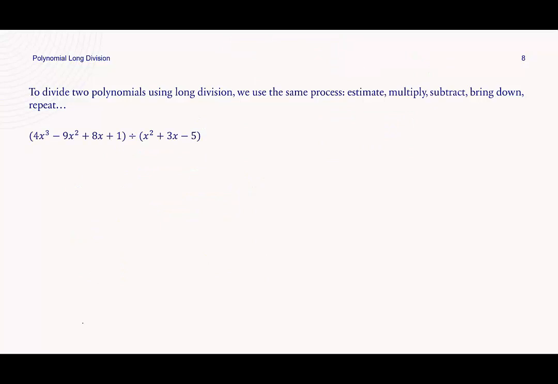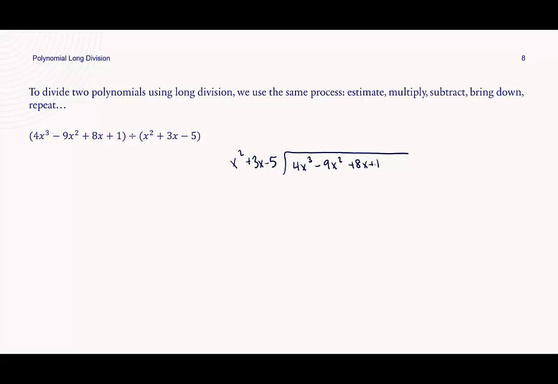Let's look at one more example where we actually have a trinomial divisor instead of the binomial divisor that we've seen so far. Looking at both the dividend and the divisor, they're both okay. The exponents go in descending order and none are missing. We would just set up this long division. The divisor is x squared plus 3x minus 5. And the dividend is 4x cubed minus 9x squared plus 8x plus 1.